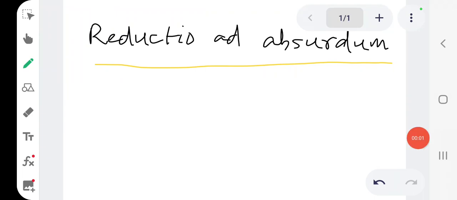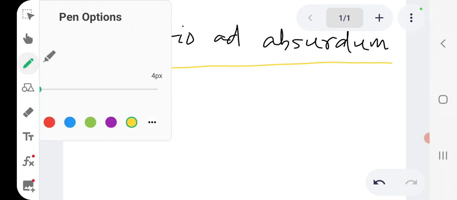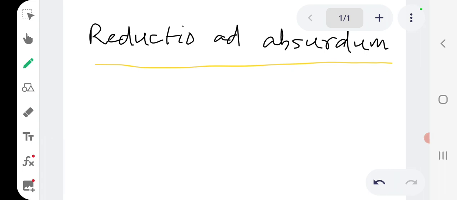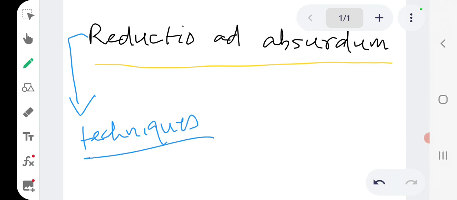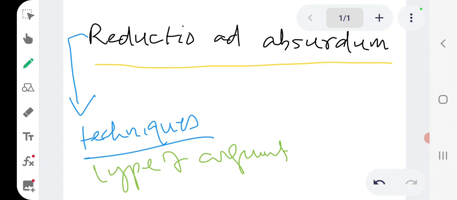We are going to talk about what we mean by reductio ad absurdum. It is a technique or argument, a logical technique and type of argument which is used for different things. So let's see what it means first.